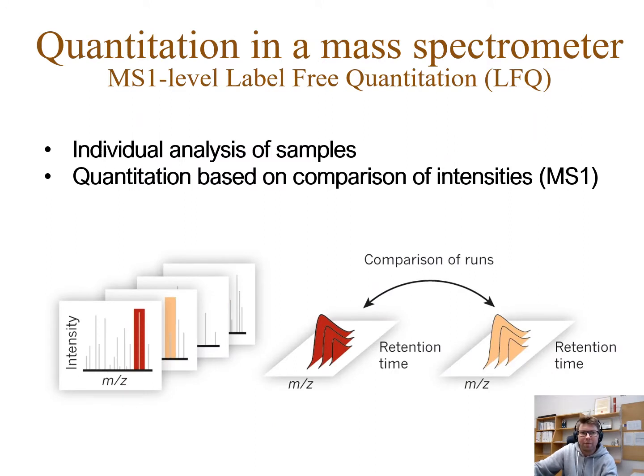So just some brief background on first label-free quantitation. This is commonly referred to as LFQ. It involves individual processing and analysis of the samples of interest, and the quantitation is simply based on comparison of intensities in the mass spectrometer. So it's comparison of intensities for the same peptide across your experimental conditions.